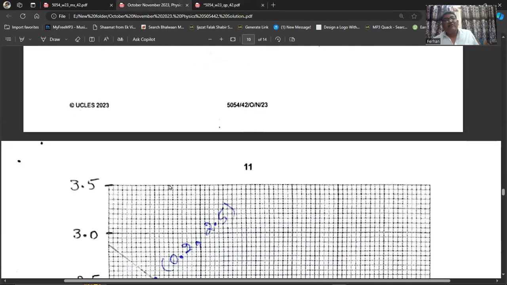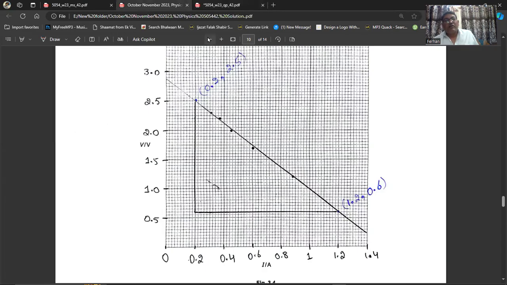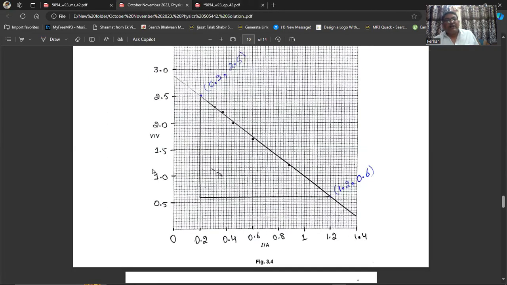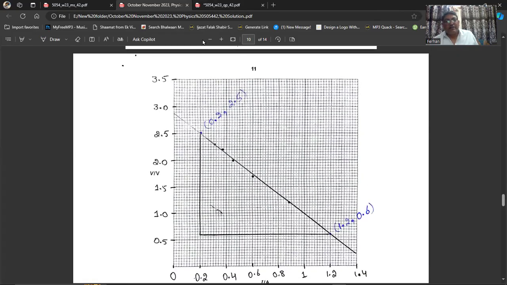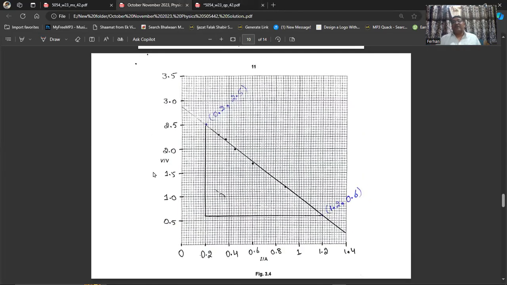So I've done that. So let me show you that. You can see I have graduated here the scale on the x-axis and y-axis. And the grid is 2 centimeter represents 0.2 ampere on the x-axis, and 2 centimeter on the y-axis represents 0.5 volt. So here I will have 0.2, 0.4, 0.6, 0.8, 1, 1.2, 1.4, and 0.5, 1, 1.5, 2, 2.5, 3, 3.5. Then I will plot this table.